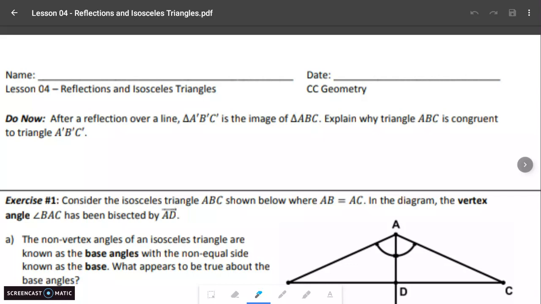Today we're going to be looking at the fourth lesson of our transformations unit. The do now is a former Regents question, so go ahead and try to answer that to the best of your ability. And then we'll come back and regroup. So pause the video here.